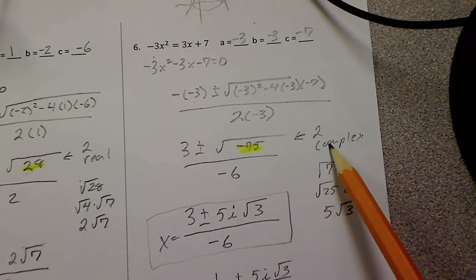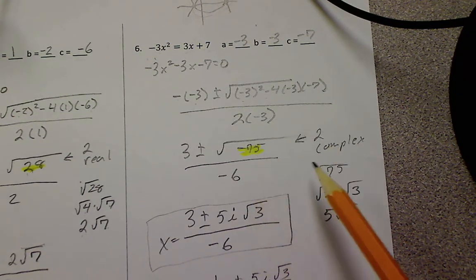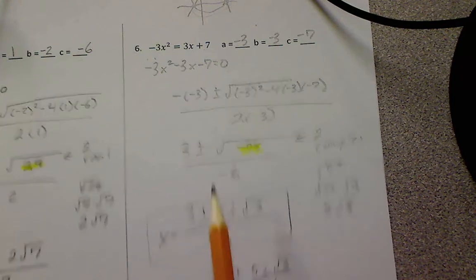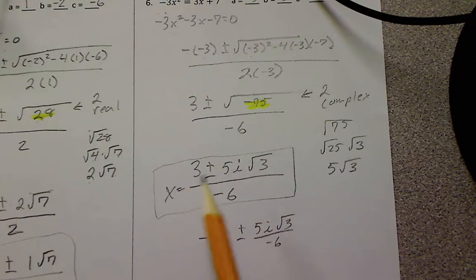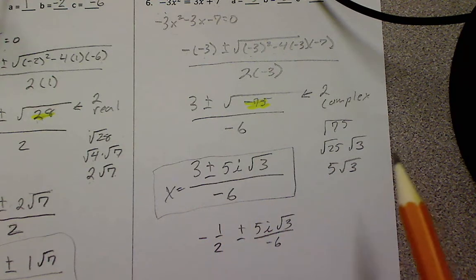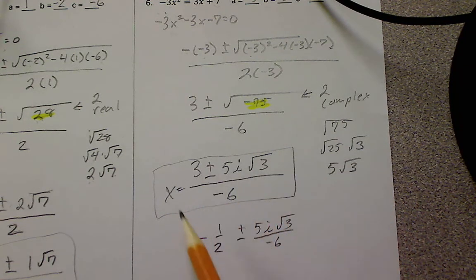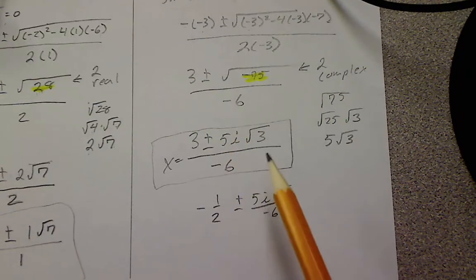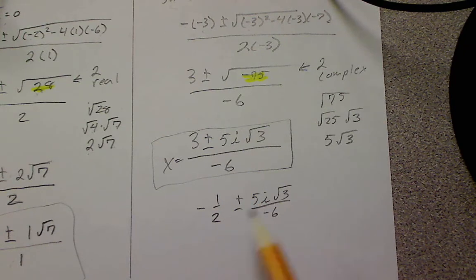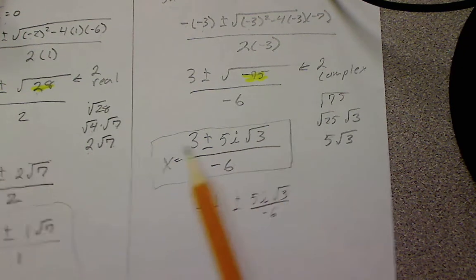That means it's going to have two complex solutions. That means I'm going to have i in my answer. 75 also breaks down into 25 and 3. The square root of 25 is 5. Square root of 3. So my answer would be 3 plus or minus 5i root 3. The i, because this was a negative to begin with, all over negative 6. Now, this would be an acceptable answer. A clean or reduced answer might be that they reduce the 3 over negative 6 to negative 1/2 and then keep this part together.